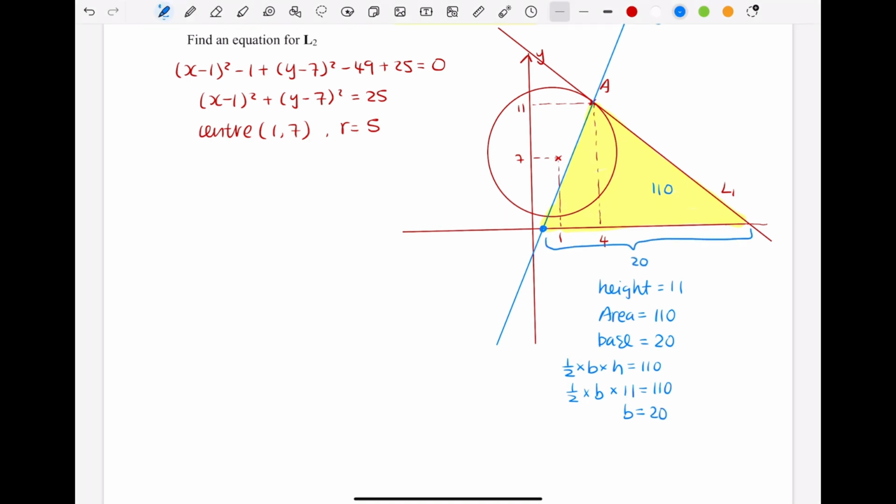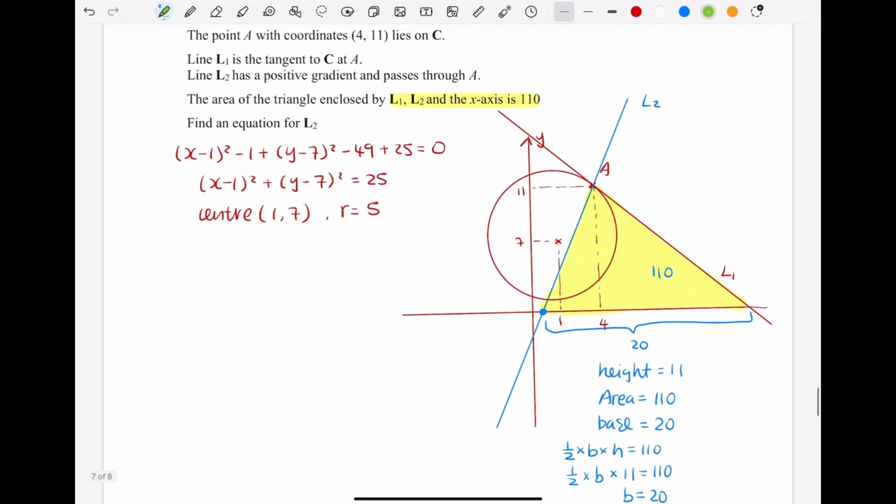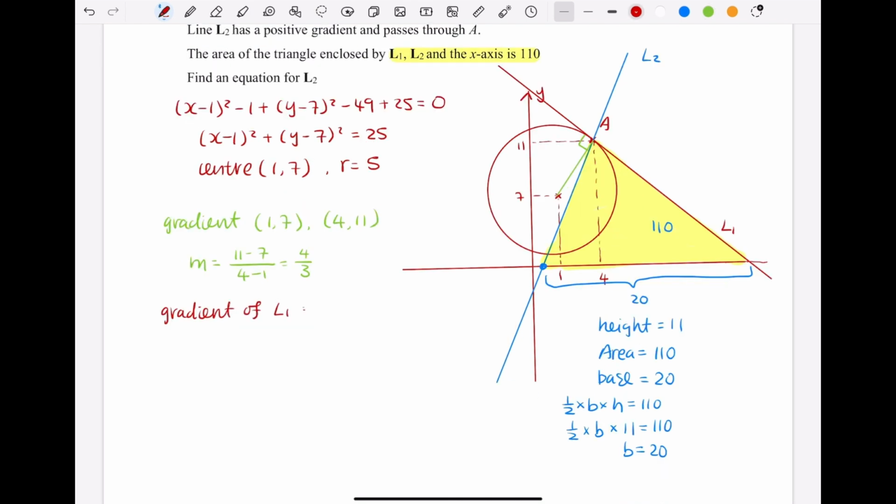Okay, so now we want to work out the gradient between the points 1, 7 and 4, 11. It's because we want to find the coordinates of the x-intercept of the line L1. Because L1 is a tangent, we know it's going to be perpendicular to the radius of the circle, so we can work out the gradient. We know that the center is 1, 7. We know that A has a coordinate of 4, 11. Therefore, the gradient of the radius is 4 over 3. Now, the gradient of L1 should be the negative reciprocal, which is negative 3 over 4.